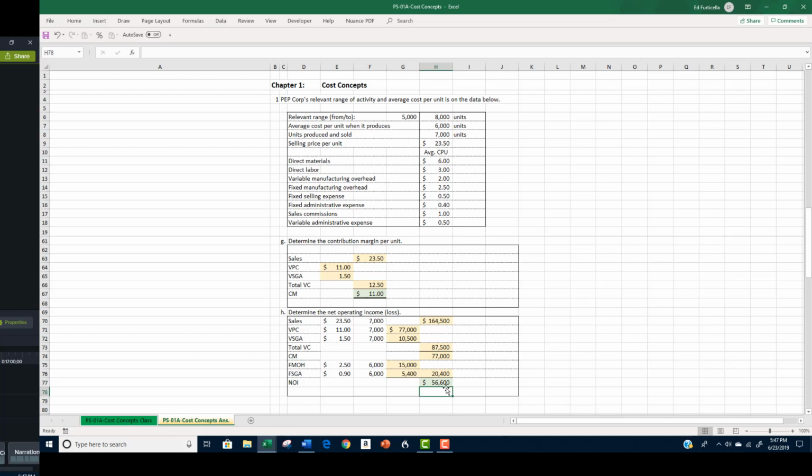You should note that you could have determined the NOI quickly by multiplying the contribution margin per unit of $11 by 7,000 units sold to get a contribution margin of $77,000, and then subtracting fixed cost of $20,400 to get the NOI of $56,600.